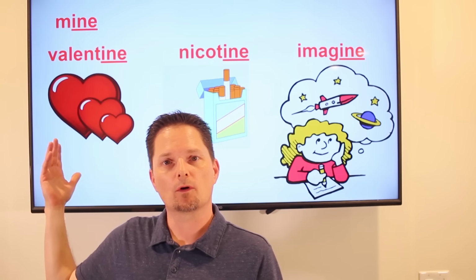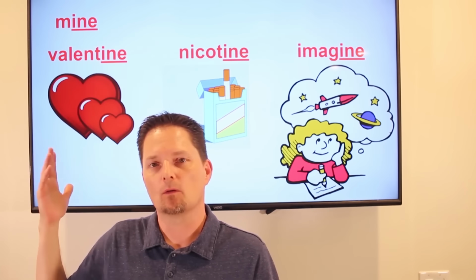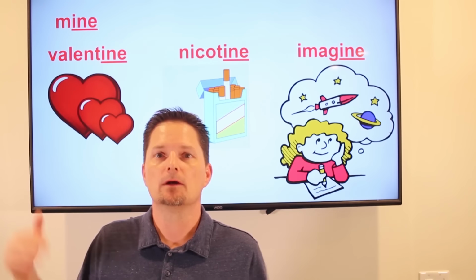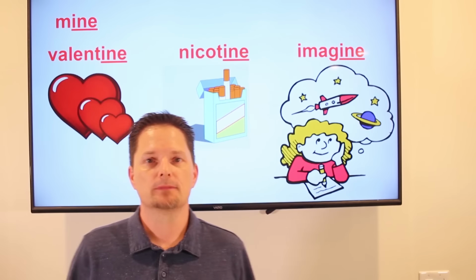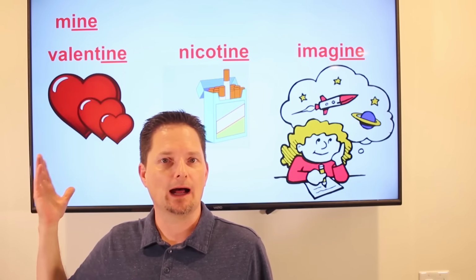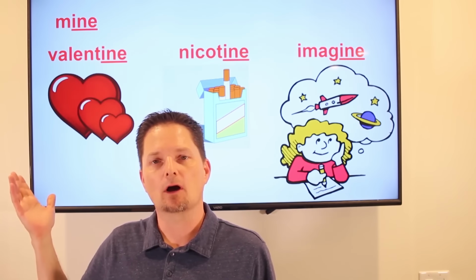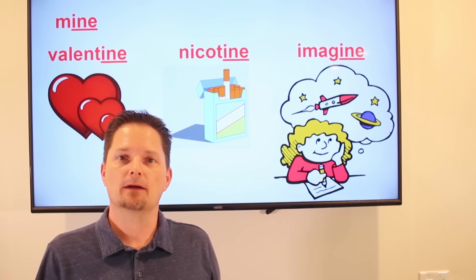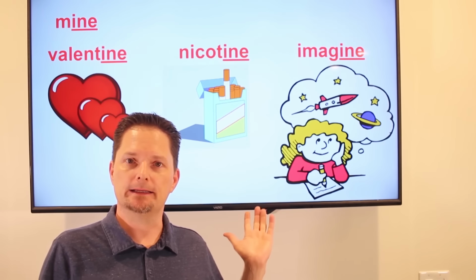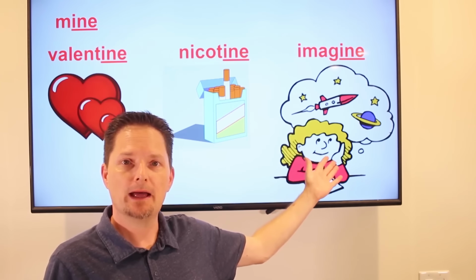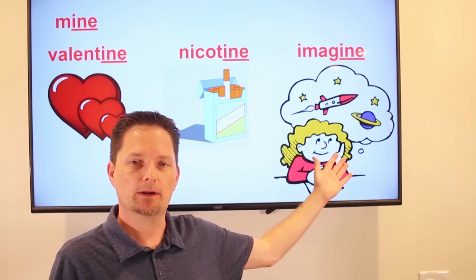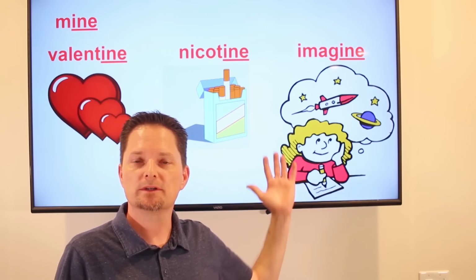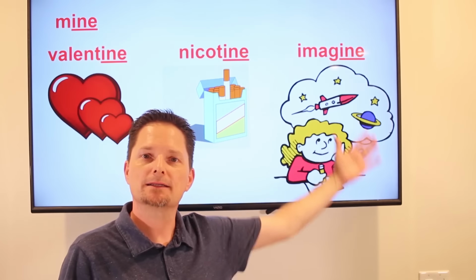So if you have 1 syllable word, like mine, the sound is always a long I sound, mine. But when you have more than 1 syllable, you can have 3 different pronunciations. Valentine uses the original long I sound. But you have words like nicotine, where the sound is a long E sound. And you have words like imagine, that has the short I sound. We're focusing on these words right now because my students make more mistakes with this pronunciation than others. So let's practice this one.